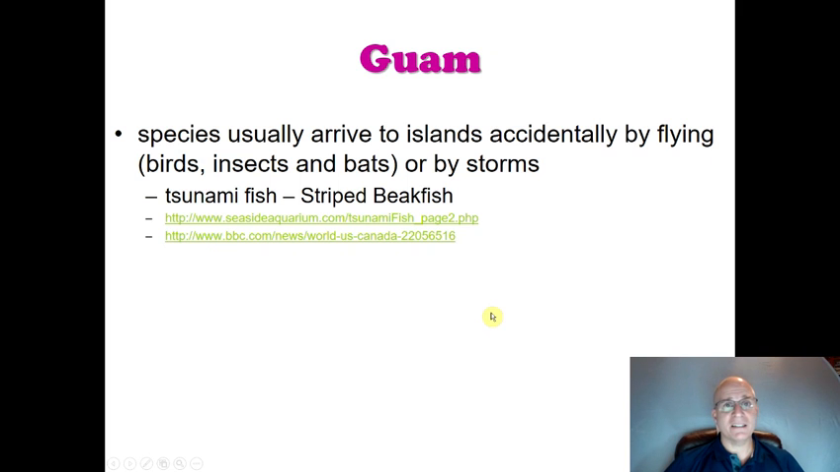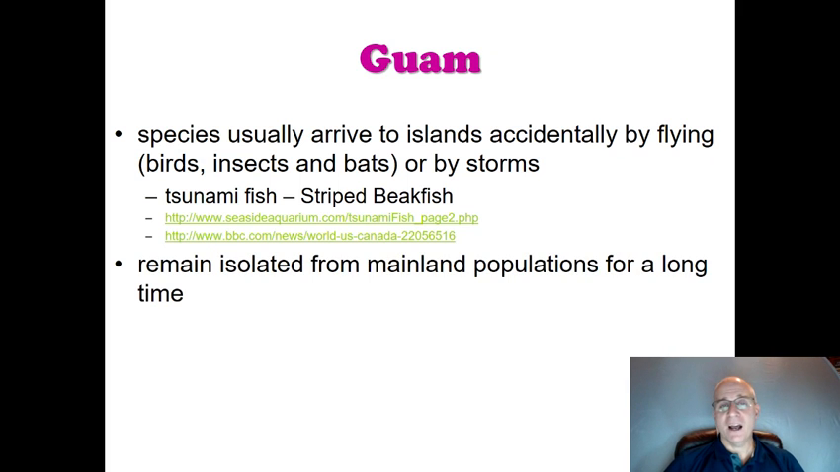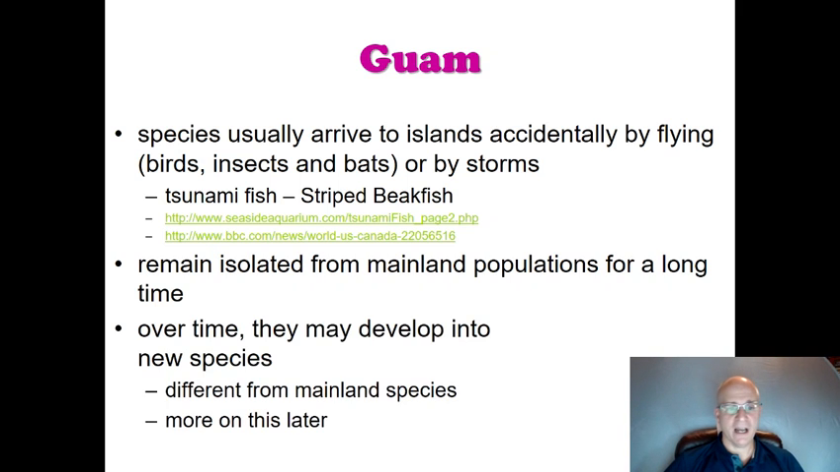Okay, so sweepstakes events like that are going to allow species to make their way onto an island. And because those species are isolated from the mainland populations and they can't mate back and forth over a long period of time, if enough mutations accumulate, you're going to end up with new species. And these species on the island of Guam, or wherever this is happening, are going to be different from the species that you would find on the mainland. And we'll talk more about these isolating factors in the second video.